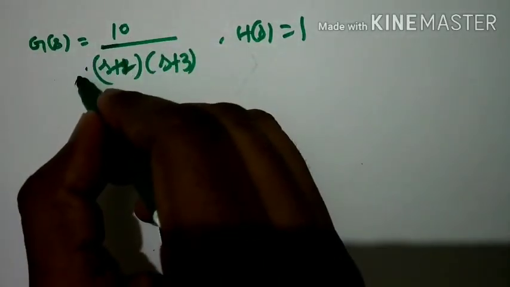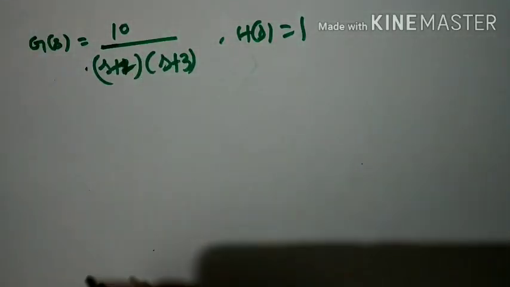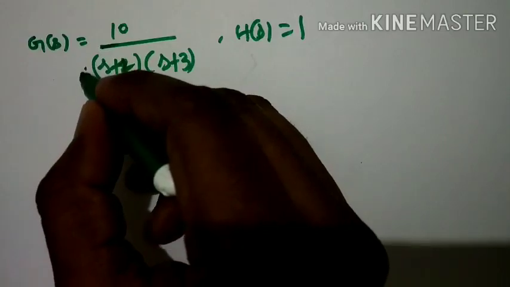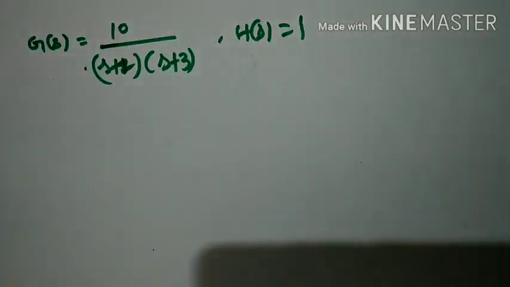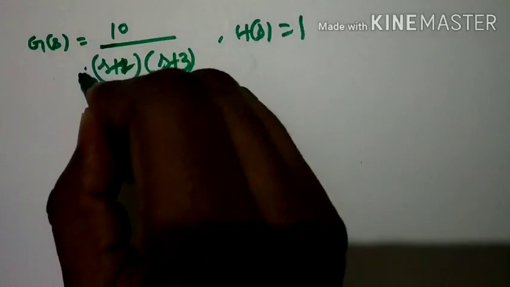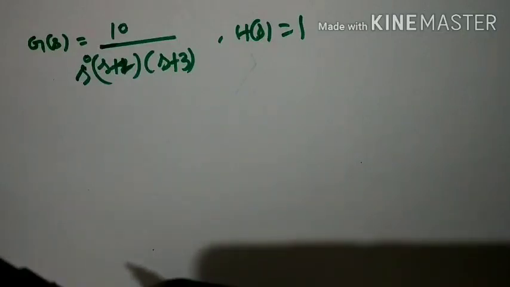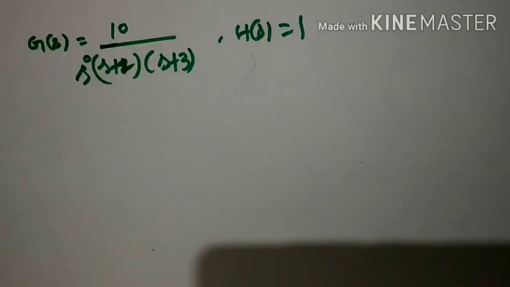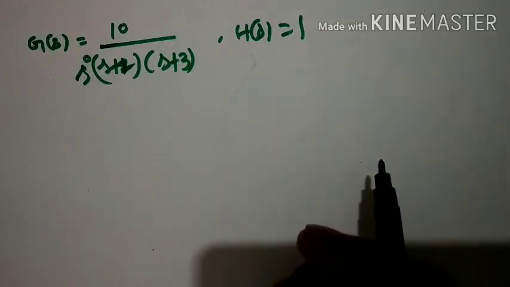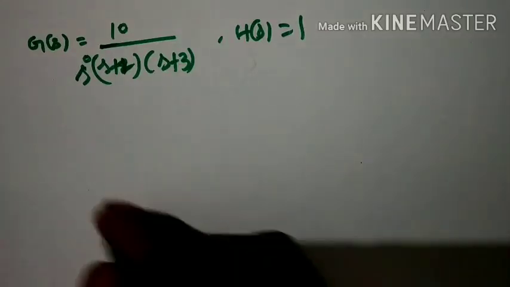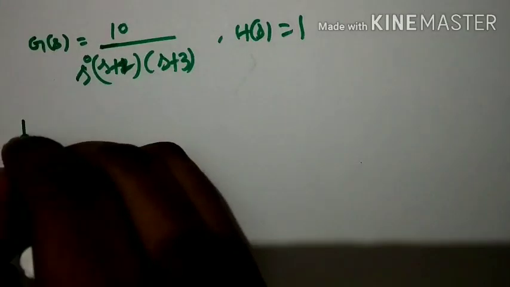So how do we determine the type number? When poles are located at origin, the number of poles at origin gives the type. Here it is s power 0, which means no pole is at origin. So this is a type 0 system. In systems with type number 0, the step input will give a constant steady state error, so we have to understand that.